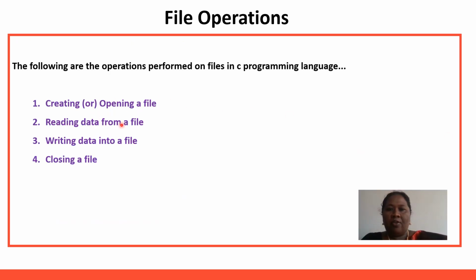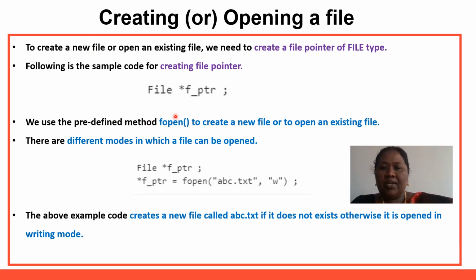So what are the different file operations that you can perform with the help of the C programming language? You can create or open a file, and you can perform reading, writing, and closing. These are the basic operations you can perform with files. One by one, we are going to see how to create a file and then how to open a file. For creating a file, as I told in the beginning of the chapter itself, here we are going to use the concept of a file pointer.